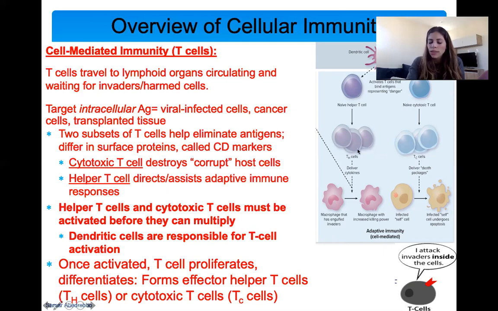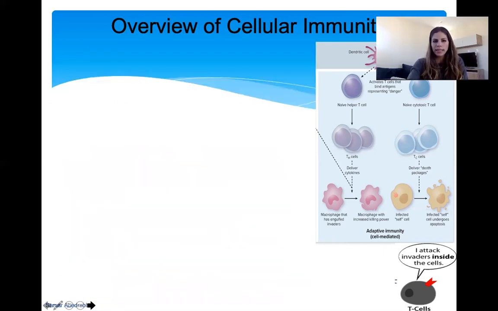Helper T cells go on to activate a lot of things in the immune system. They also make macrophages stronger, which is good if you have an infection, because remember, macrophages are important in phagocytosis. And then T cells can also differentiate into cytotoxic T cells, which kill infected cells or cause apoptosis, cell death. We'll learn about that in the end.